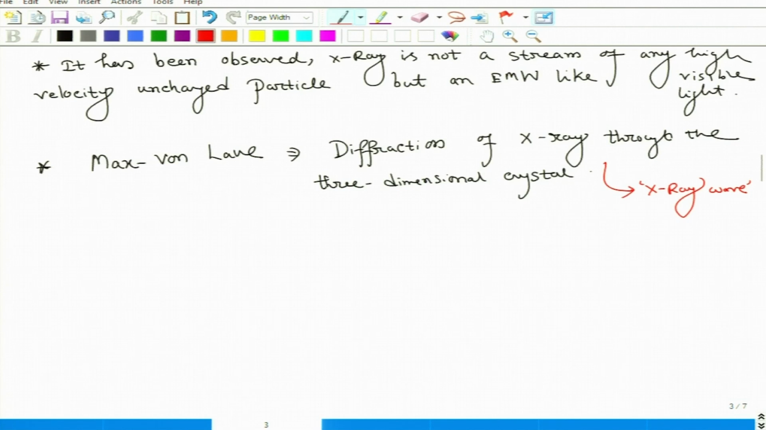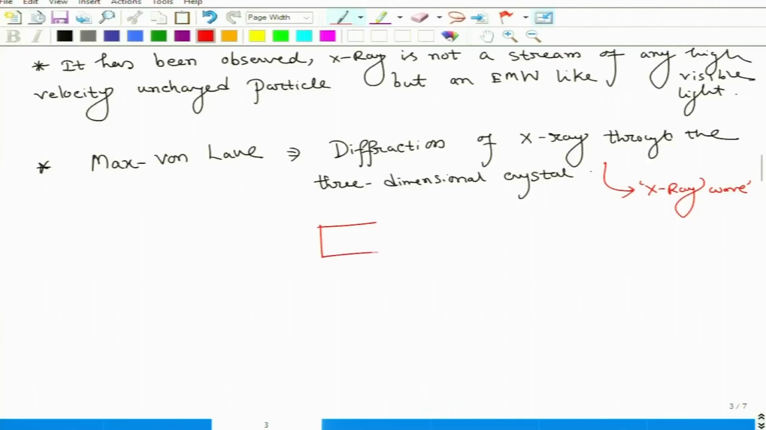Diffraction means that it is deflected when it passes through some object or body. It's a property of waves. Interference is also a property of waves. These things we already know from our wave mechanics. But in case of X-ray, to obtain that diffraction, we have to use a three-dimensional crystal. When X-ray passes through this three-dimensional crystalline solid, the X-ray is deflected. So this deflection was obtained. This experiment was done by Max von Laue. So it's a very important experimental result.